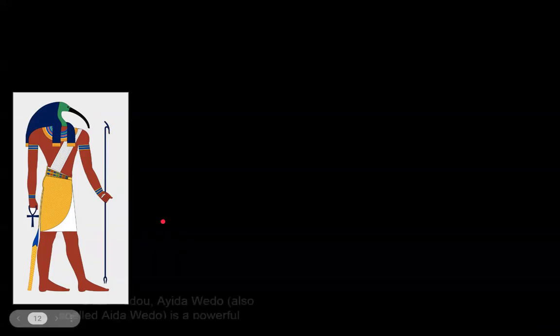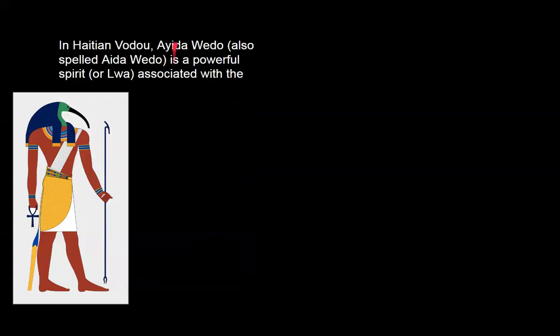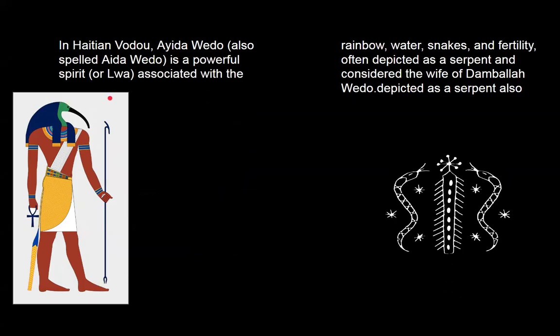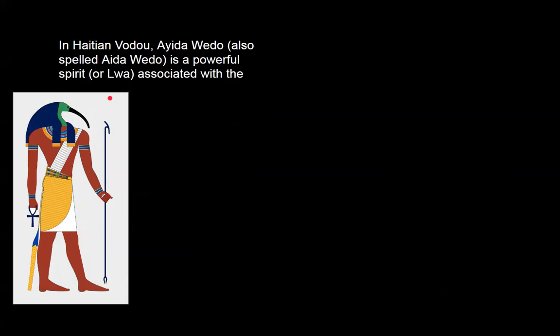But what I want to share with you is that in Haitian voodoo, Aida Wedo, spelled Aida Wedo, is a powerful Loa. This is what the Haitians call it. In Kemet, we call it the Neteru. Christians use the term angels. The Muslims use the term jinn. So these are different names for spirits.